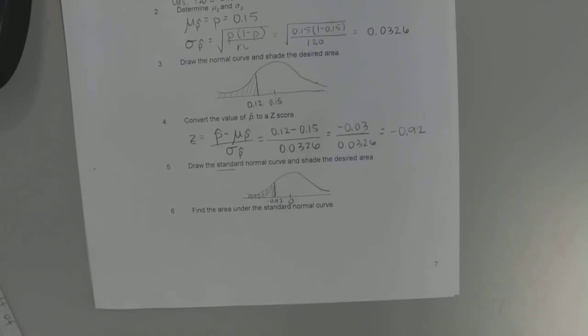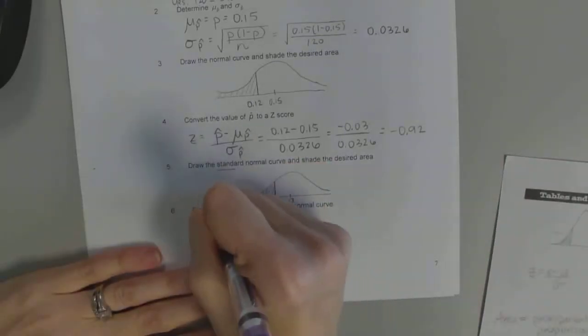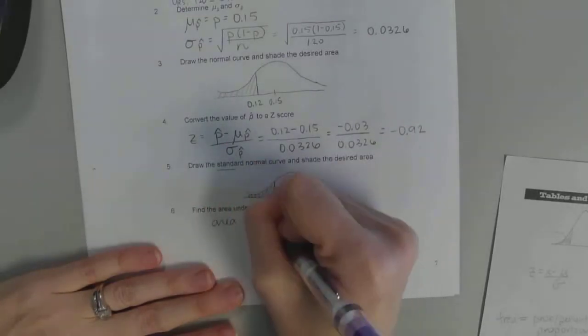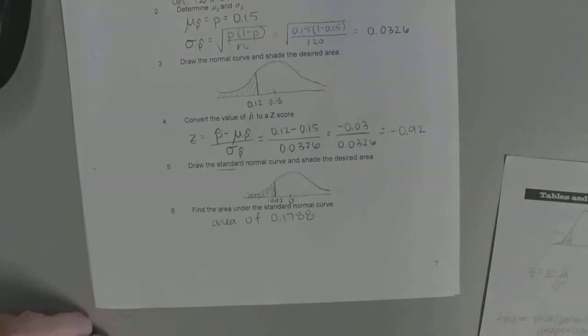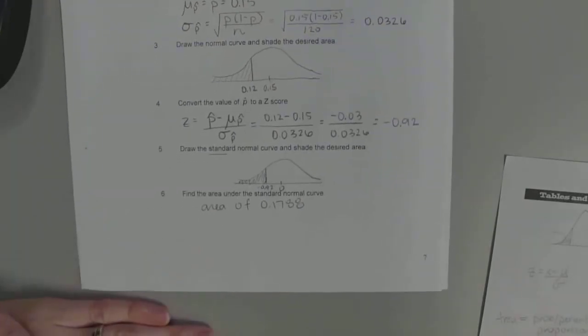So since it is on the left side, you just go to negative 0.9, scroll over to the third column to 0.02. What area do you find? 1788. Sounds like a year, doesn't it? 1788. All right, so for purposes of my test, you would be done. You could circle that and you could say, hey, 17.88% of those have a chance of having 12% or less of hearing issues, okay?